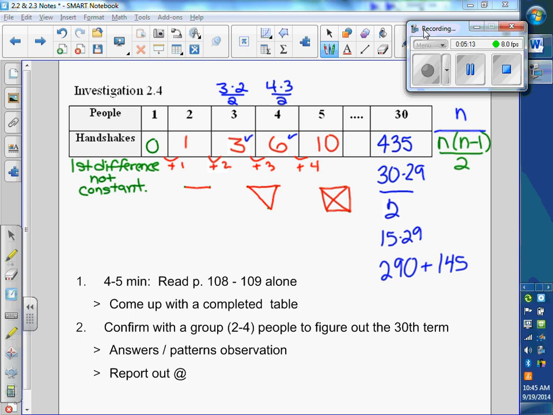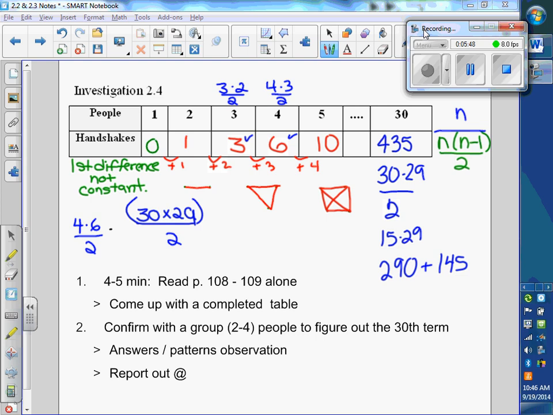So just remember your properties of order of operation. It's 30 times 29, and that whole thing is divided by 2. So it's that one number divided by 2. If you had something like 4 times 6 divided by 2, that would be 24 divided by 2, which is 12, right? But why did that go to 15 then?